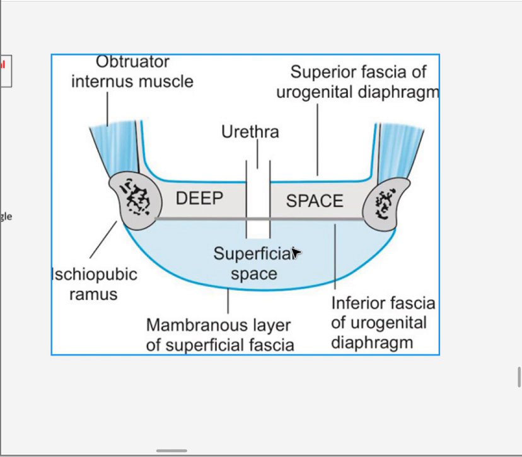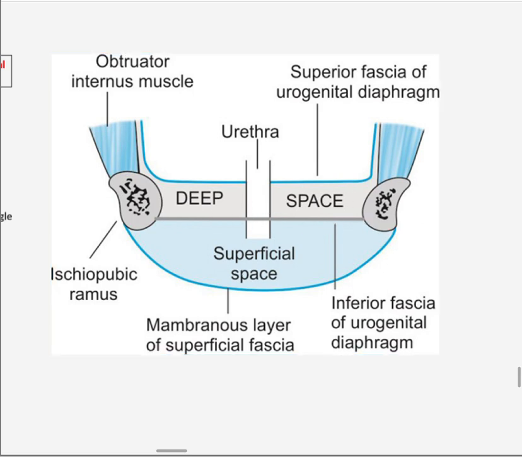The deep transverse perineal muscle, which is also called the compressor urethrae, lies between the two layers, and the diaphragm is pierced by the urethra and the vagina. So this diaphragm is pierced by only two things: the urethra and the vagina. And the urethra was enclosed by the deep transverse perineal muscle, and that deep transverse perineal muscle lies between these two layers, the superior fascia and inferior fascia, right? And this entire diaphragm lies beneath the levator ani muscles that we just studied.